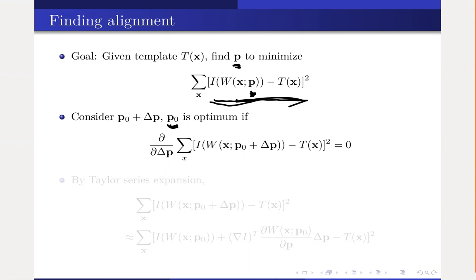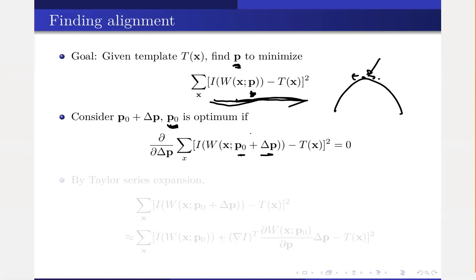Now if P0 is the optimum, then if we take the derivative with respect to delta P, like if we shift P0 by some delta P here, this gradient should be equal to 0 as well. Think of the 1D case: if this is the optimum and you change a little bit, the slope here should be equal to 0, right?